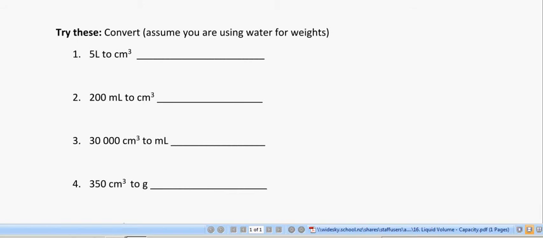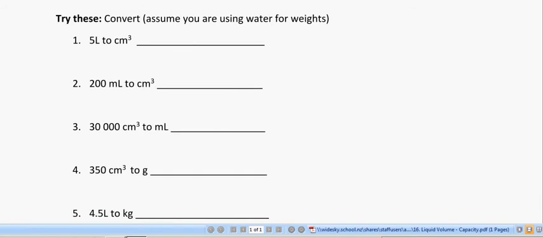Okay, so 5 litres, and we want it in centimetres cubed, and we'll assume it's 5 litres of water. So we know that 1 litre is 1,000 centimetres cubed. So 5 litres is going to be 5 times as much as that, 5,000 centimetres cubed.